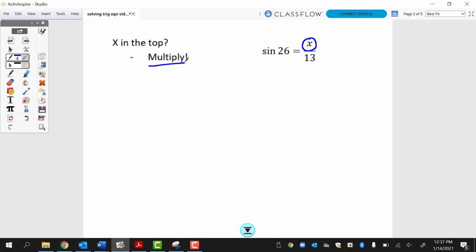So how am I going to solve it? I'm going to solve by multiplying. Well, what am I multiplying? I'm multiplying the things that I have that are not the x. So sine 26 and 13, I'm going to multiply them together. Now, just to make your life easier, you're going to take the number that's on the bottom and stick it in the front of whatever it says over here. So it's going to be 13 times sine 26. And we're going to type that in the calculator.